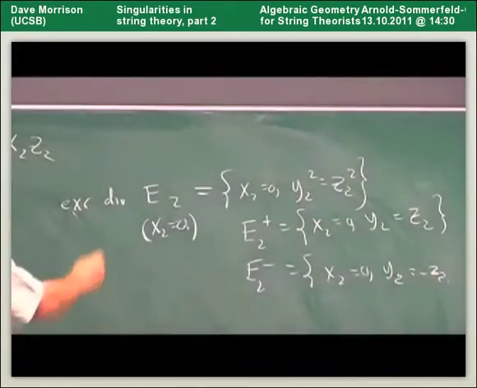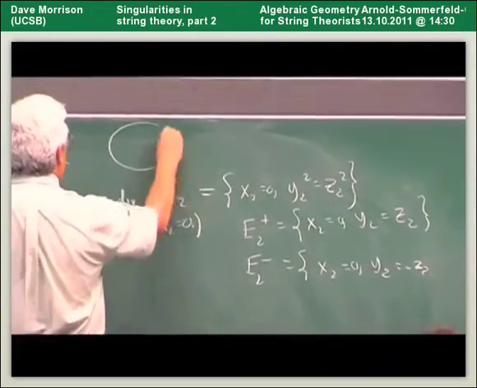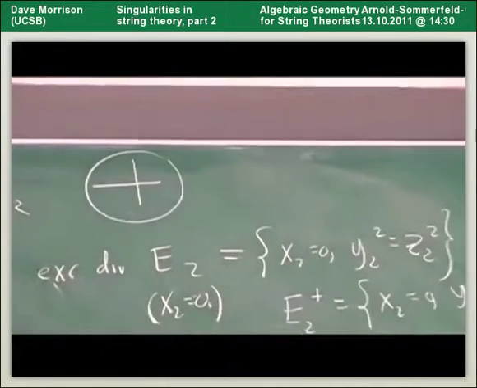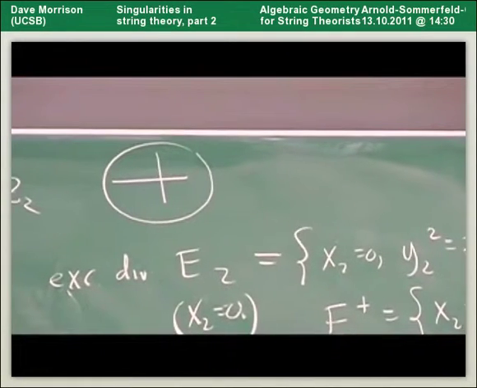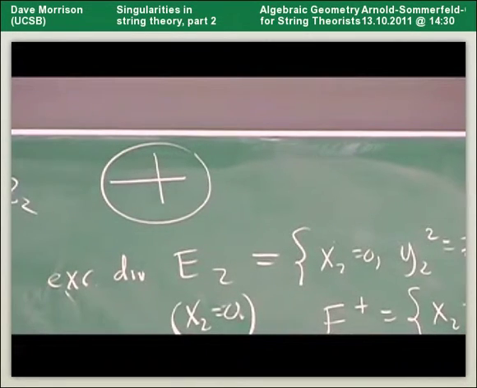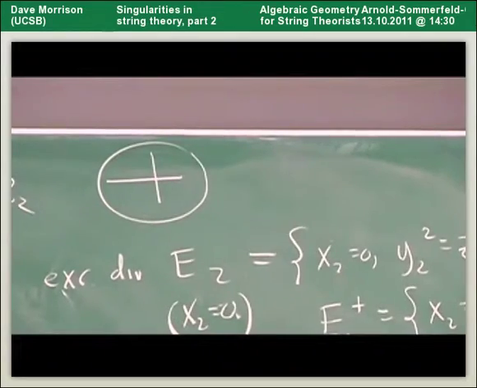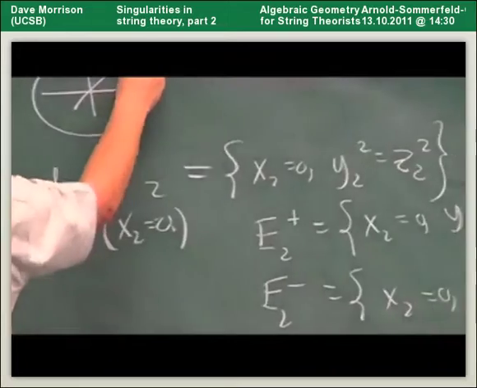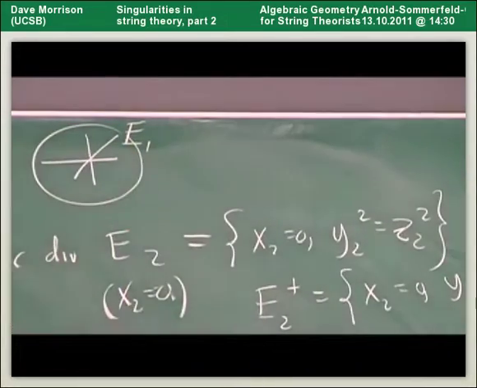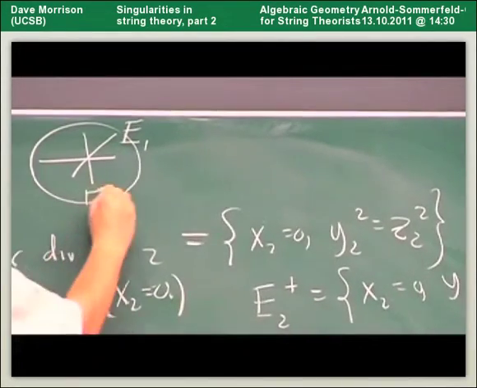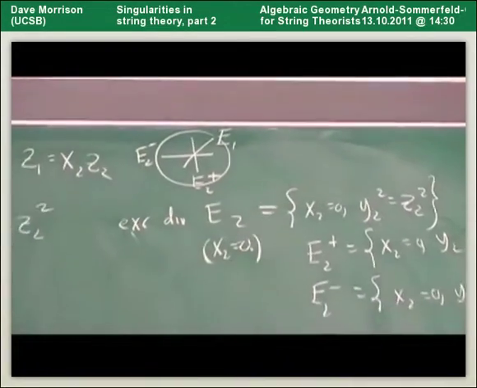So let me try to draw what just happened. I have my two exceptional divisors that are created by this blow-up. My previous exceptional divisor was at z1 equals y1 equals 0, and so that's still visible here as z2 equals y2 equals 0. The E1 is actually still passing through that intersection point. So there's E1, here's E2 plus, here's E2 minus, and that's the picture.